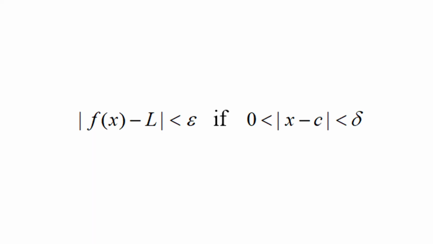Player A must respond to the challenge by coming up with a value of delta greater than 0 such that |f(x) - L| < epsilon if 0 < |x - c| < delta. If player A can always find a value of delta greater than 0 that works, then he or she wins, and the limit of f(x) as x approaches c is L is true.